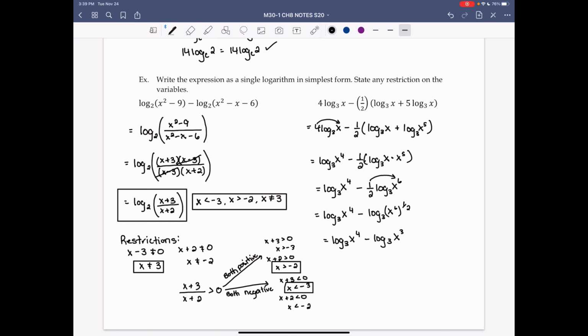Using the quotient law, we get log 3 of x to the power of 4 divided by x to the power of 3. And we can simplify that fraction. We get log base 3 of x to the power of 4 divided by x to the power of 3, which is x.